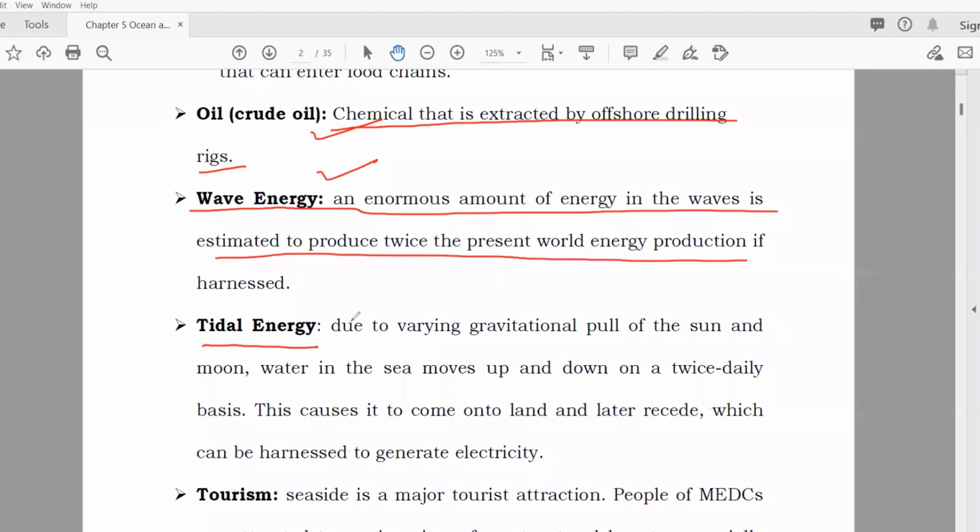Tide energy: at night when the tide becomes high, you store the water in a dam, and in the day when the tide becomes low, you release the water from the dam back to the sea. Then you put a turbine here. This water moves the turbine and electricity is produced. So that's known as tidal energy. So you can get tidal energy also from the ocean.